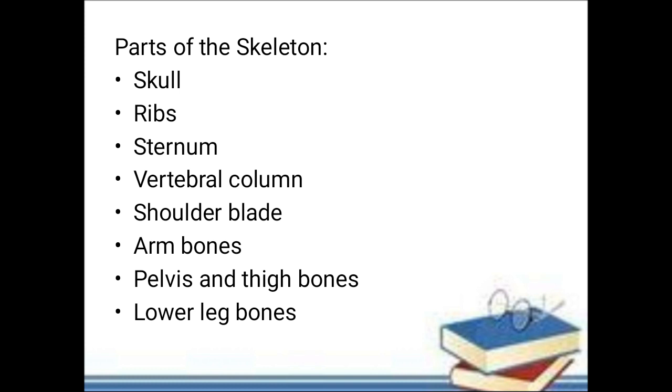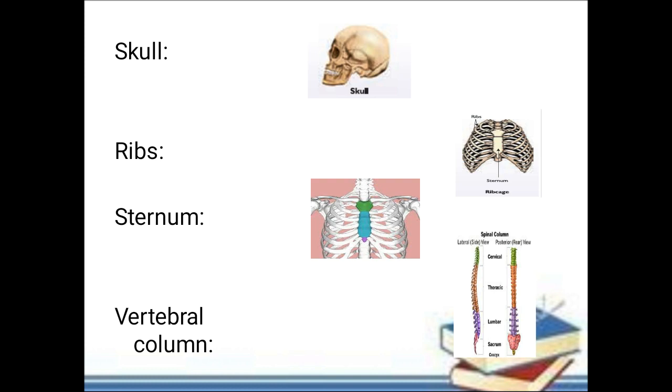The different parts of the skeleton are the skull, ribs, sternum, vertebral column, shoulder blade, arm bones, pelvis and thigh bones, and lower leg bones. First, the skull. It provides proper shape to the head. It protects the brain, and it consists of 22 bones that join together to form the skull.